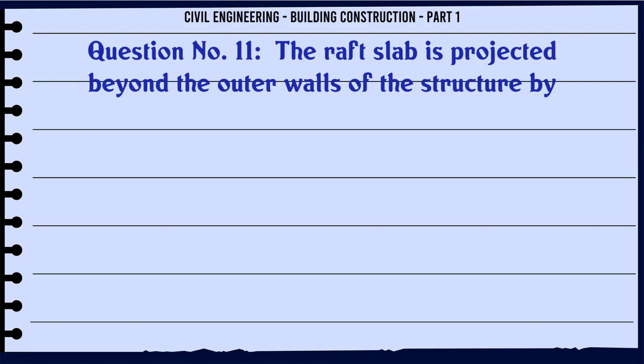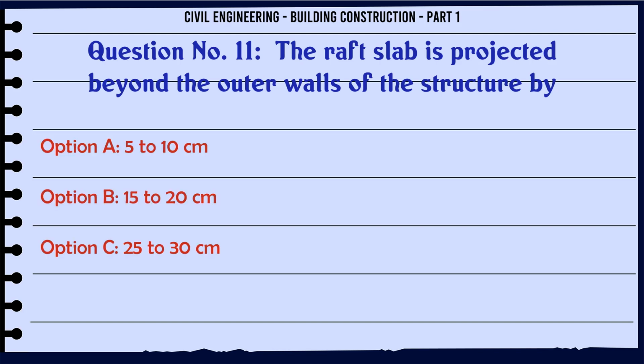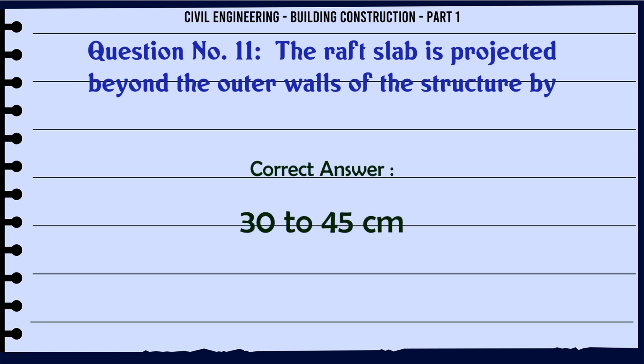The raft slab is projected beyond the outer walls of the structure by A. 5 to 10 cm. B. 15 to 20 cm. C. 25 to 30 cm. D. 30 to 45 cm. The correct answer is 30 to 45 cm.